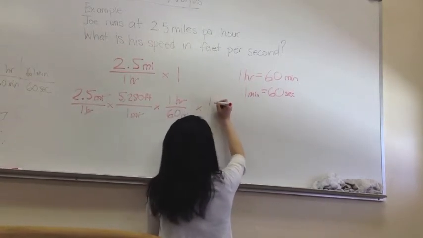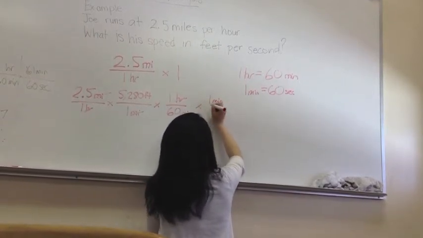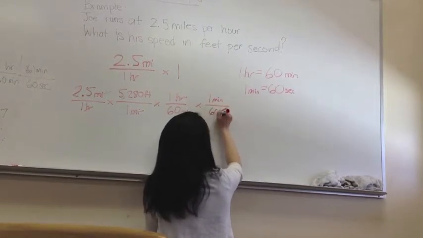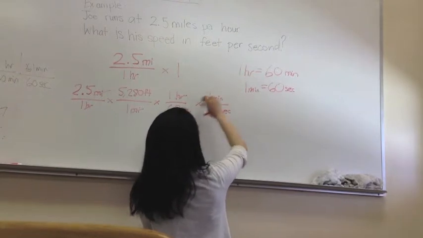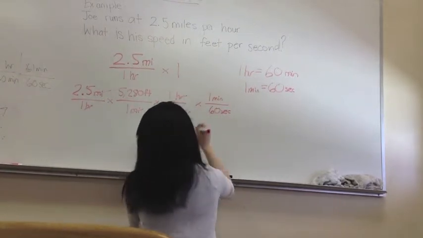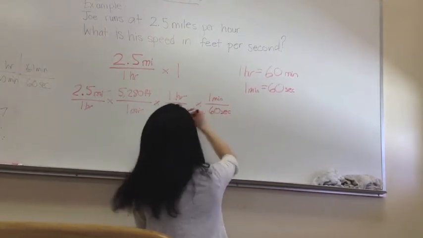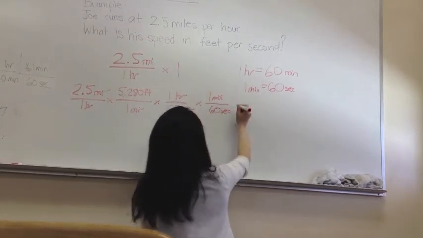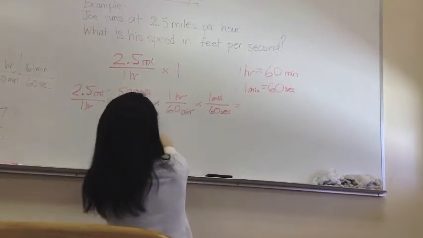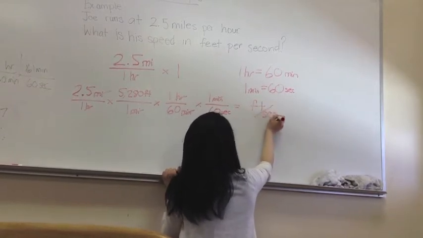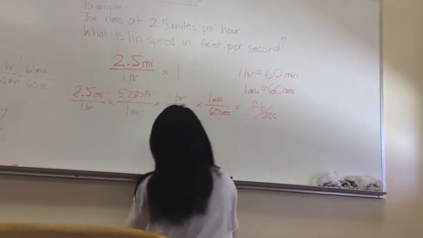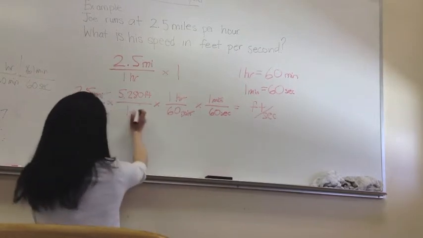So we have 1 minute is equal to 60 seconds. And like before, this fraction is also equal to 1, so that's why we're allowed to multiply it. Now, when we multiply it all, the minutes would cross out, and our answer would be in feet per second. And that's what we want in this problem. So now all we have to do is multiply out all these numbers.